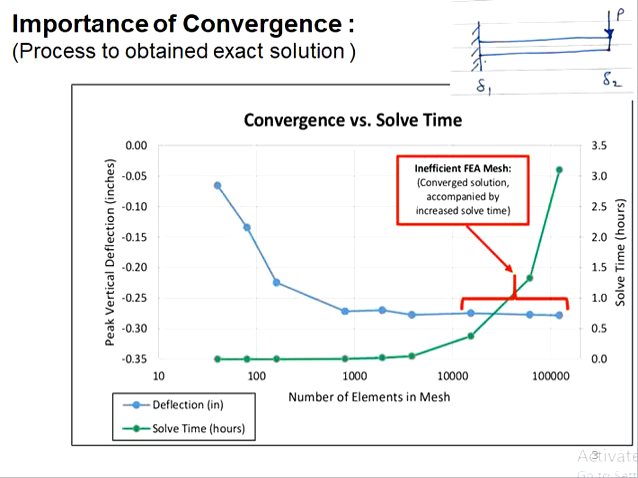For better clarification, we will take a simple example. Suppose we take a simple cantilever beam, where one end is fixed with negligible deflection, and the second end has a transverse load denoted as P and a maximum deflection denoted as delta 2. By using this example, suppose we plot a graph between deflection and number of elements in the mesh as well as solving time.